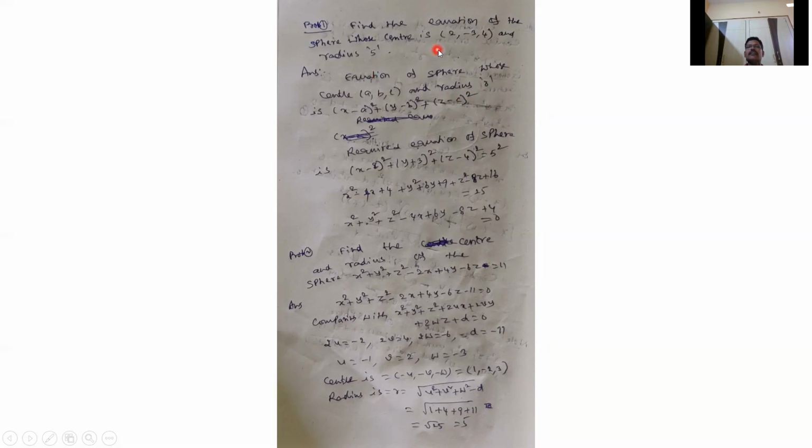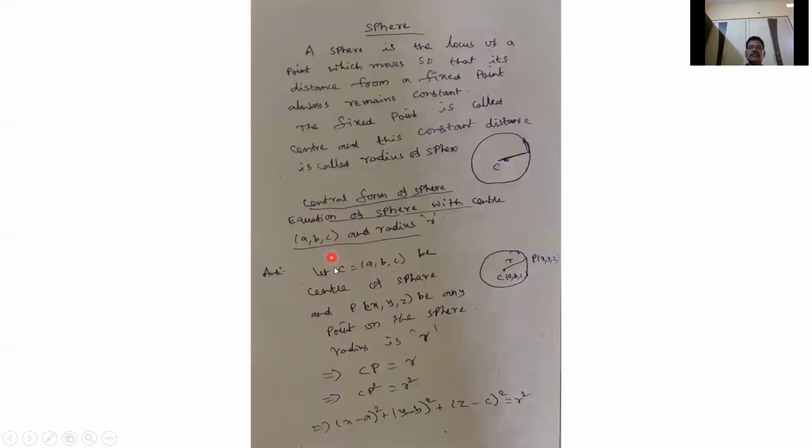So here a is 2, b is minus 3, c is 4, and r is 5. So x minus 2 whole square plus y plus 3 whole square plus z minus 4 whole square equal to 5 square. So the equation is x minus a whole square plus y minus b whole square plus z minus c whole square equal to r square, where the center is (a, b, c) and the radius is r.